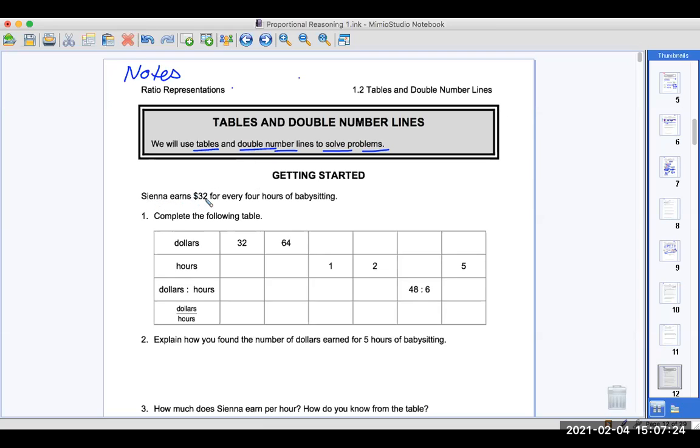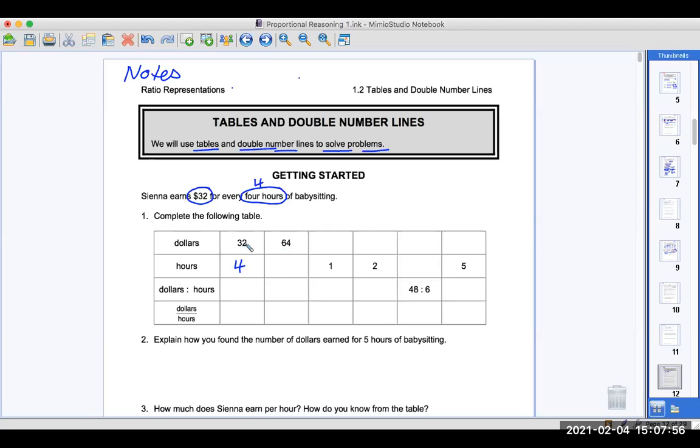Sienna earns $32 for every 4 hours of babysitting. So we want to make sure we understand that's not per hour, that's for 4 hours. Okay, complete the following table. We're using these two numbers. 32 is the dollar amount, and these are the hours. $32, 4 hours. Okay, let's fill this part in.